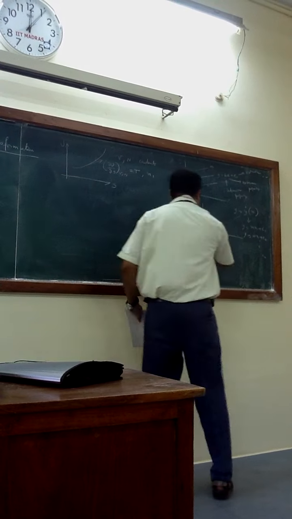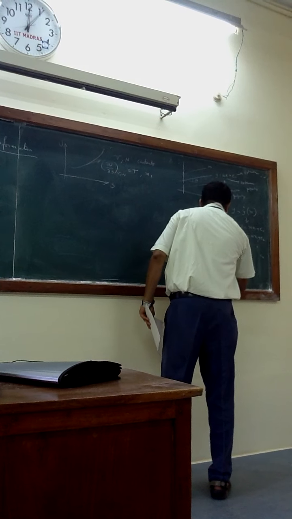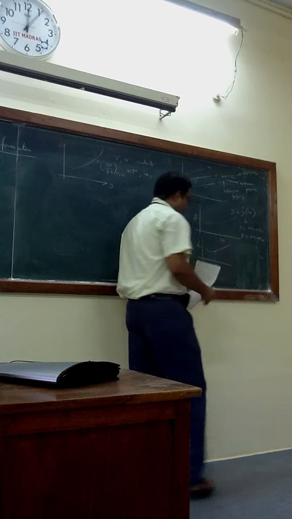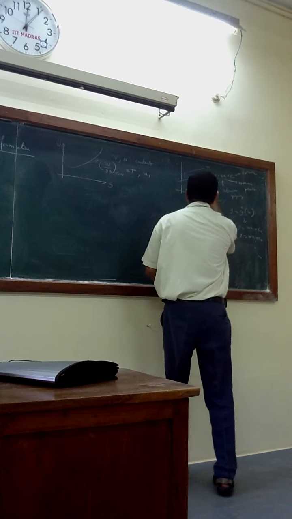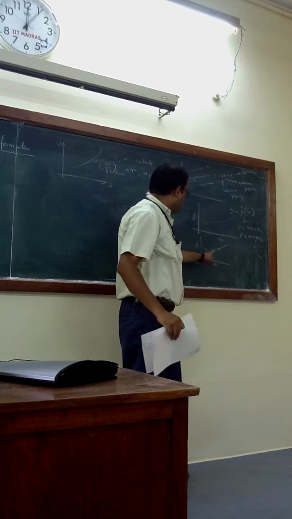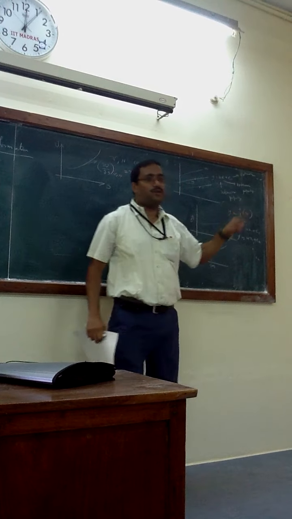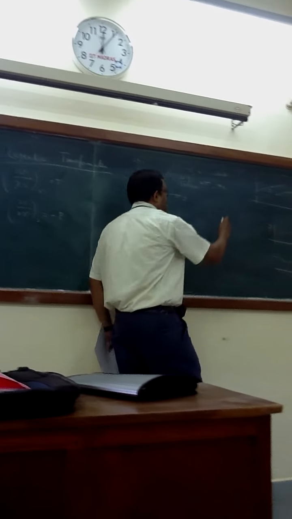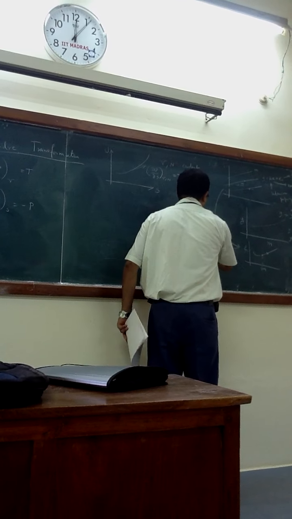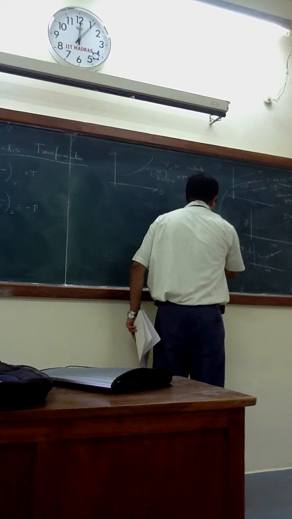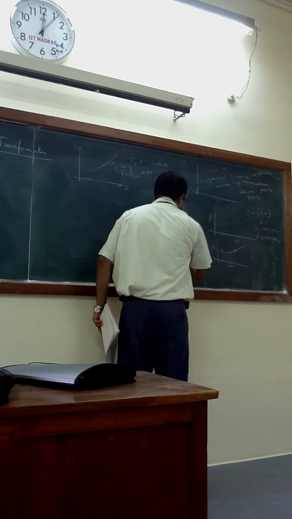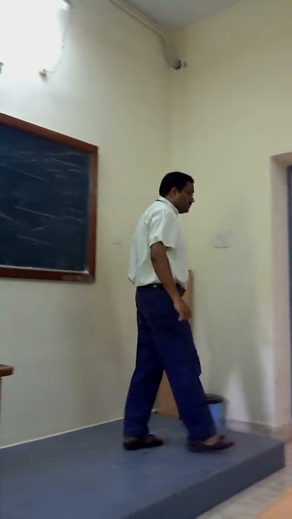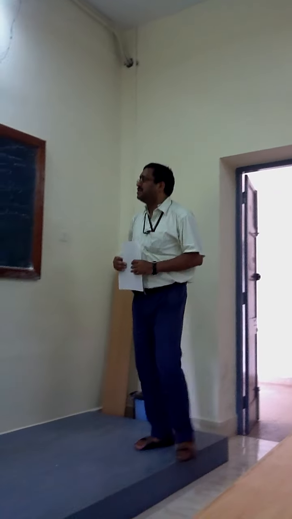That means if I have a graph, c versus m, if I have a particular point, that will represent this one. If I have another particular point, that will represent some other line. So this particular point has one-to-one correspondence.